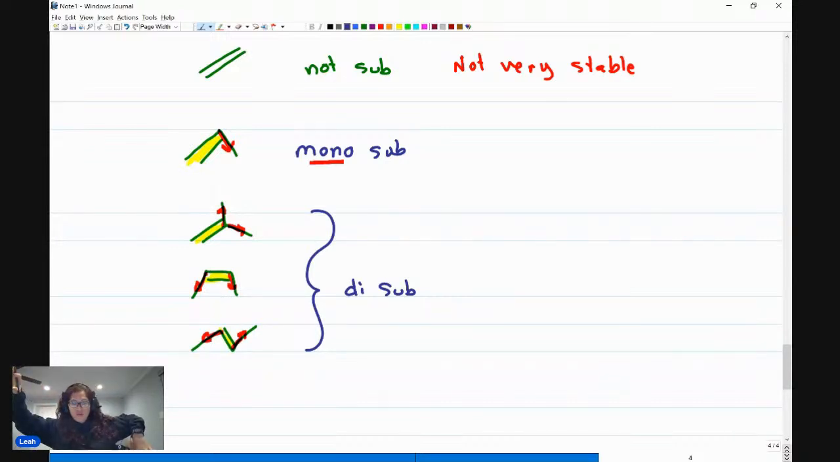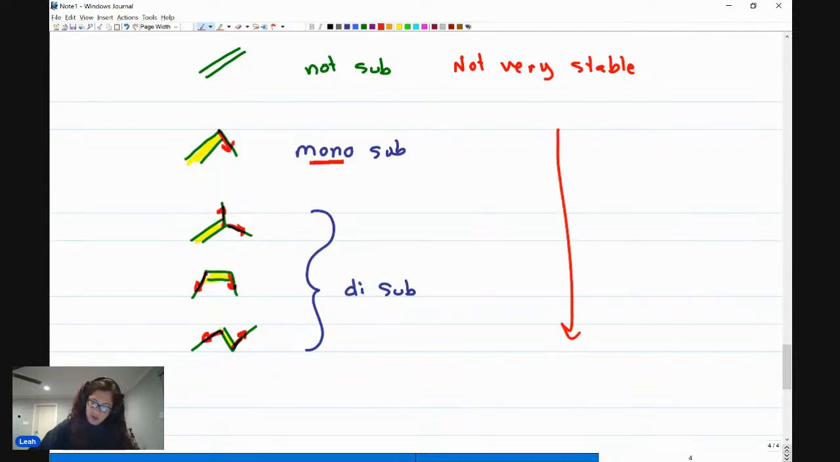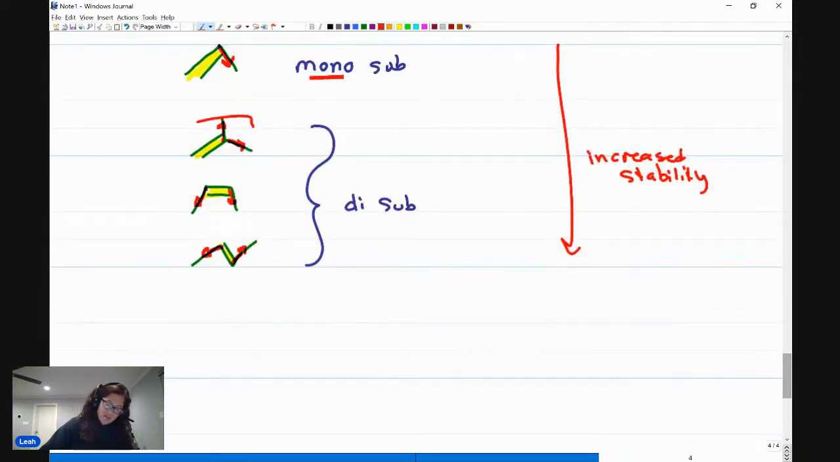But if they are far, far away, they're not in each other's spaces, they're now more stable, more comfortable, lower energy, making this the most stable of the di-substituted and this the least stable. So what I'm doing here is I'm drawing the least stable at the top, and then the arrow is in the direction of increased stability. So the lower down we go on this chart, the more stable. That makes this di-substituted least stable of the di-substituted, and this one the most stable.